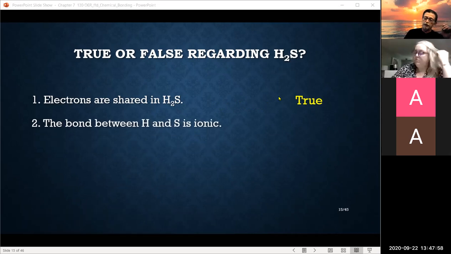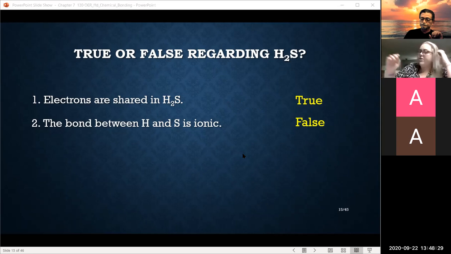The bond between H and S is ionic, based on what I just stated. Would that be true or false? False. Why would it be false? Because they're both non-metals, not gases. They're both non-metals, so that's a false statement.